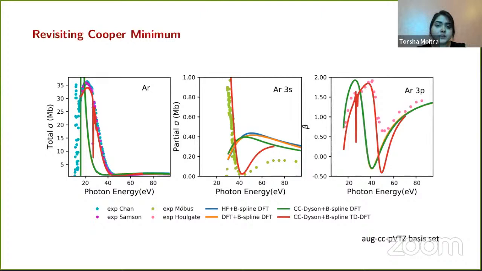This is shown by the maroon lines, which uses coupled cluster Dysons for describing the bound part and B-spline TDDFT for the continuum description. We see that the shift that was observed for B-spline DFT by the green lines here is now removed. Also, we are able to capture the minima in the partial photoionization cross section of the argon 3s.